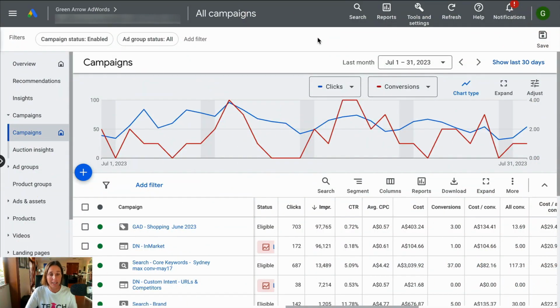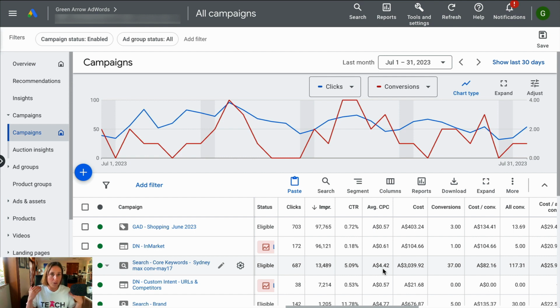So here we are in a live Google ad account. And as you can see here, I am running a bunch of different campaigns. I've got a shopping campaign here, and I've got a display campaign here. I've got a search campaign here. Each of these different types of campaigns have a different CPC. My shopping campaign has got an average 57 cents per click. The display is 61 cents, and the search campaign is a whopping $4.42.